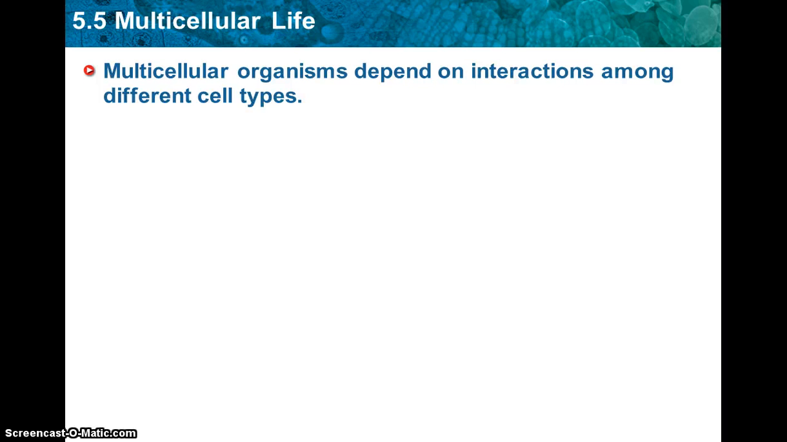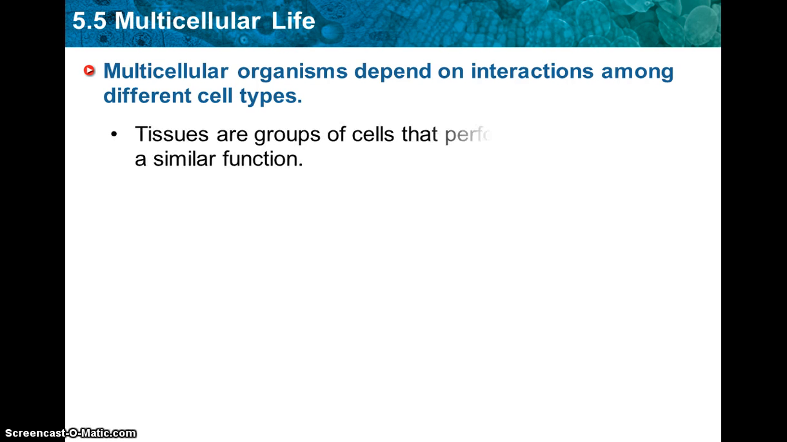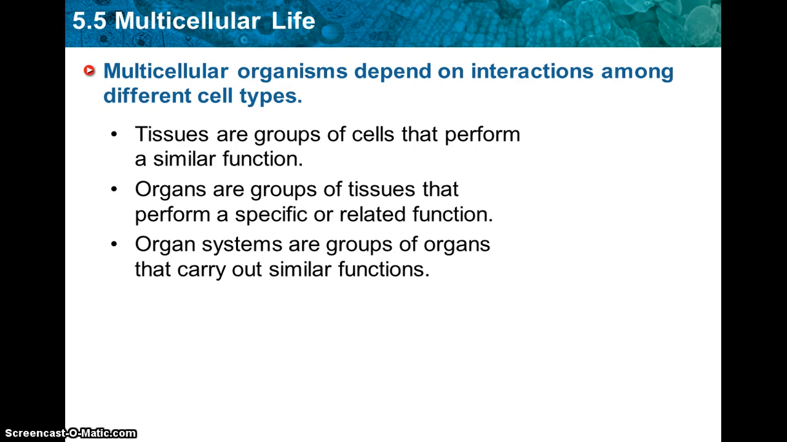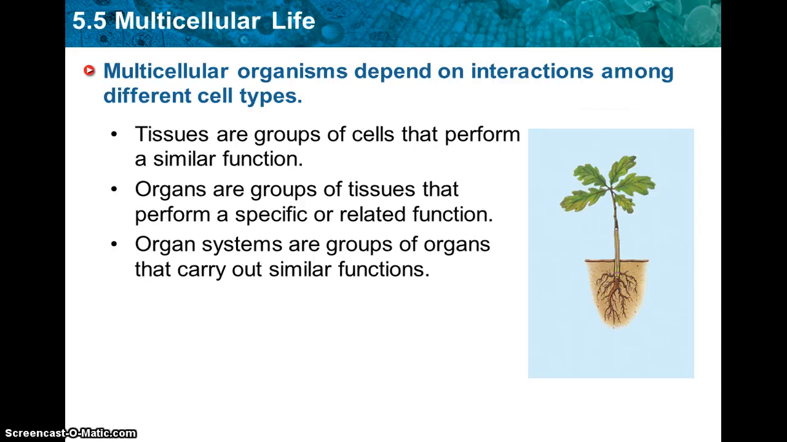First thing that we are going to talk about is that multicellular organisms depend on interactions among different cell types. We have some different types of cells here. We have tissues, which are groups of cells that perform a similar function. We're going to have organs, which are a group of tissues that perform a specific or related function, and then we have organ systems, which are a group of organs that carry out similar functions.